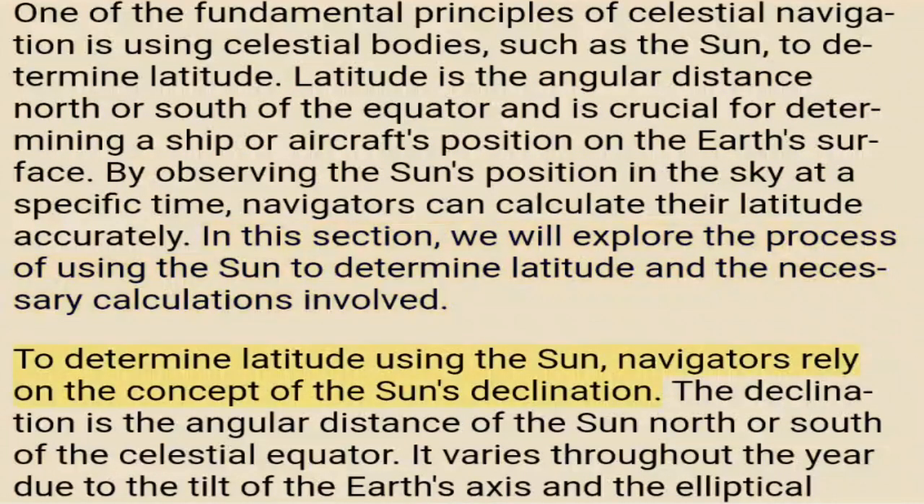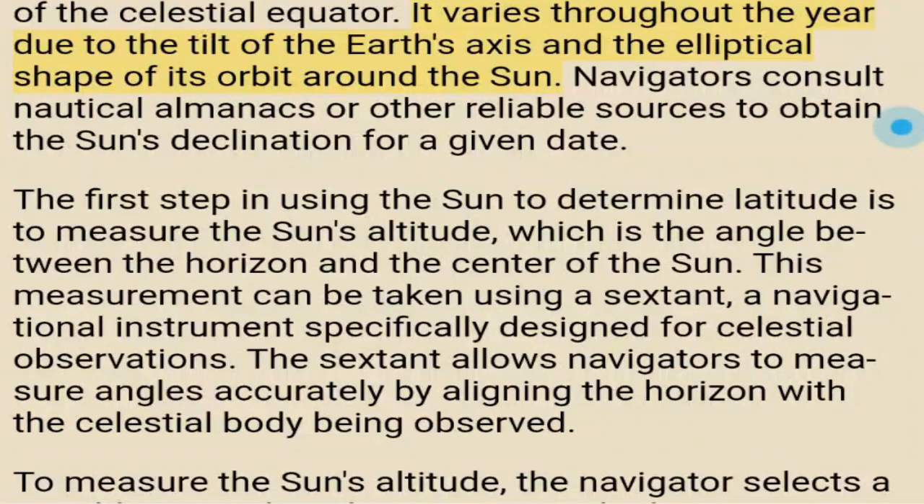To determine latitude using the sun, navigators rely on the concept of the sun's declination. The declination is the angular distance of the sun north or south of the celestial equator. It varies throughout the year due to the tilt of the Earth's axis and the elliptical shape of its orbit around the sun. Navigators consult nautical almanacs or other reliable sources to obtain the sun's declination for a given date.